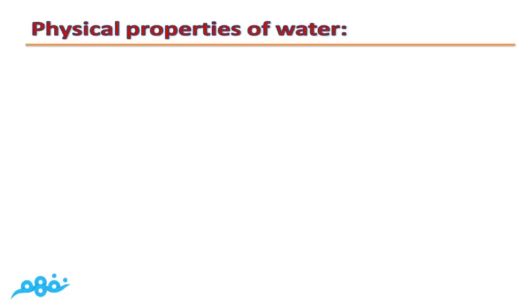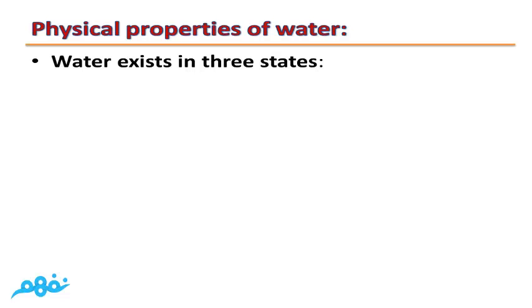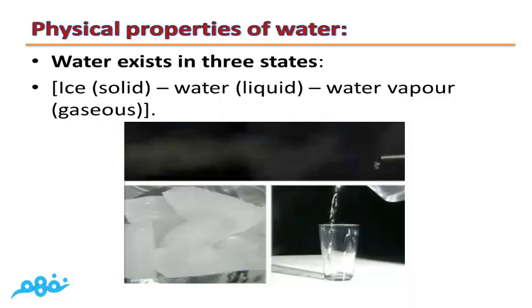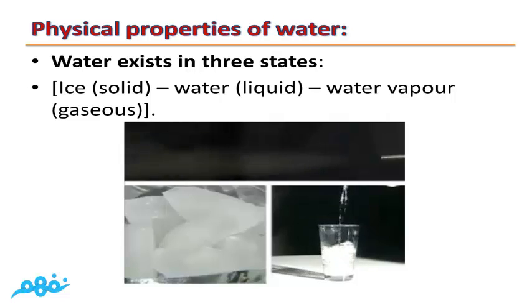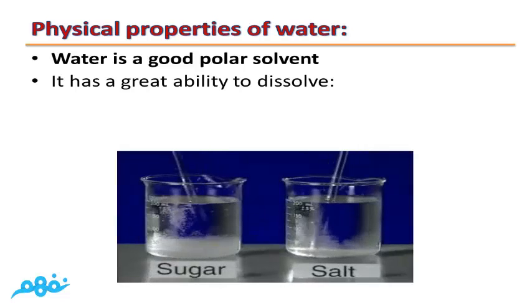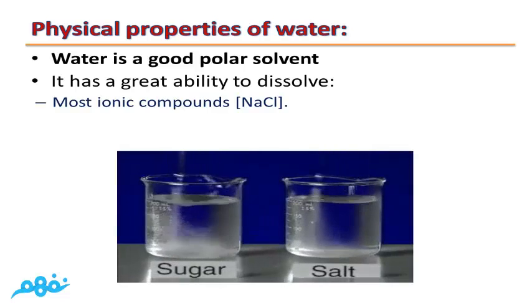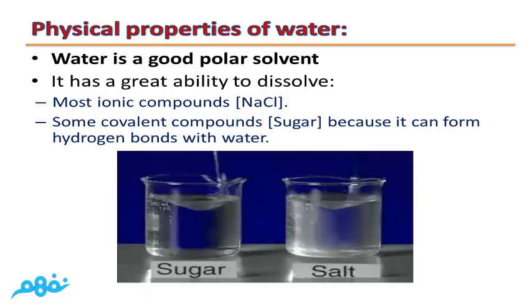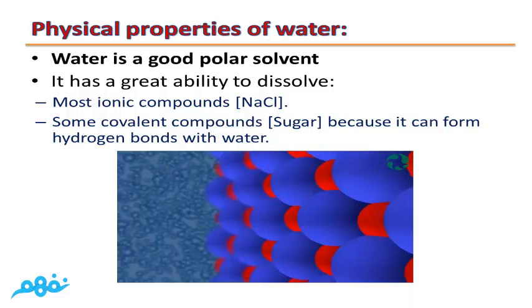First, let's talk about physical properties of water. The first property is water exists in three states. As you can see, water exists in the solid state, which is called ice, in liquid state, and it is called water, in gaseous state, it is called water vapor. Water is a good polar solvent. This is because it has a great ability to dissolve most ionic compounds such as table salt and some covalent compounds such as sugar. This is because it can form hydrogen bonds with water.